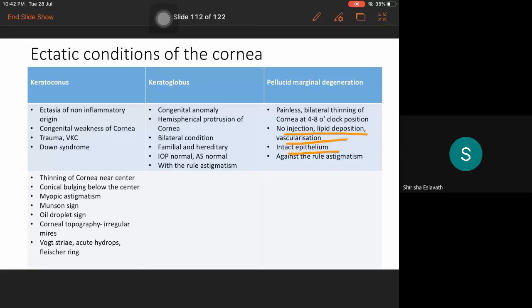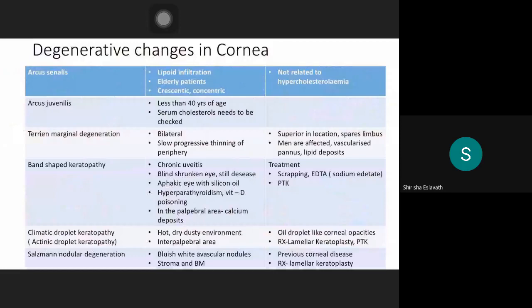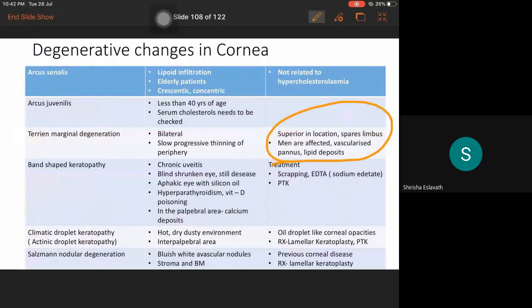But if you look at this, this is the Terrien marginal degeneration. This is how you differentiate. This is more in the superior part, but the pellucid marginal degeneration will be in the inferior part.